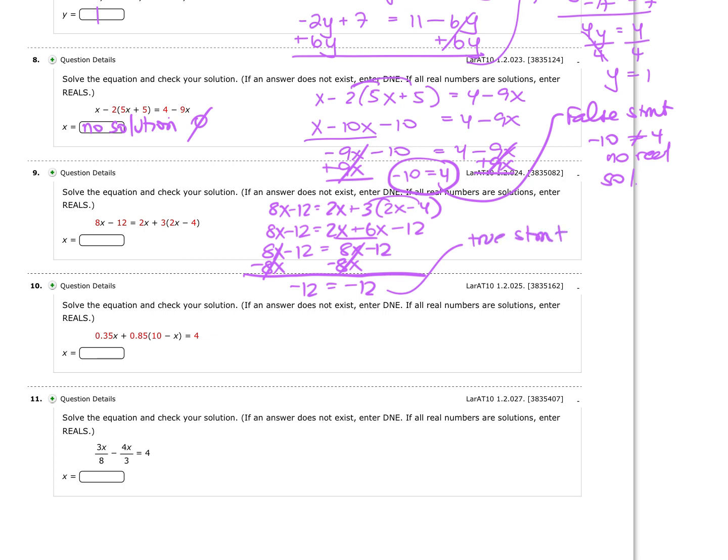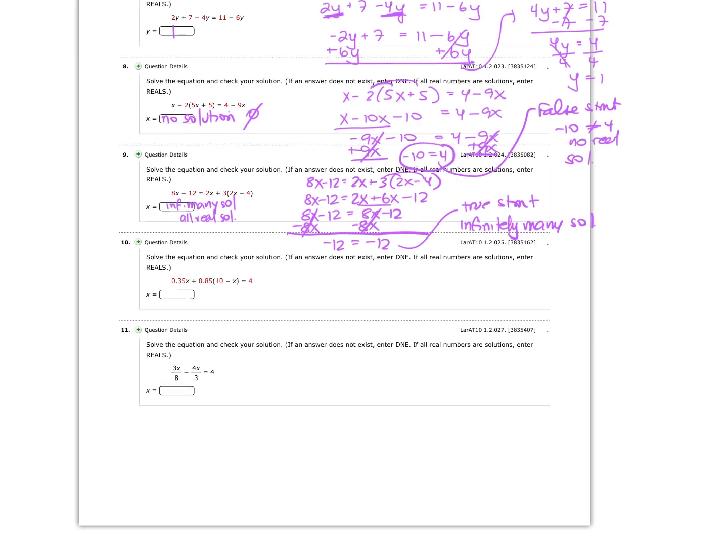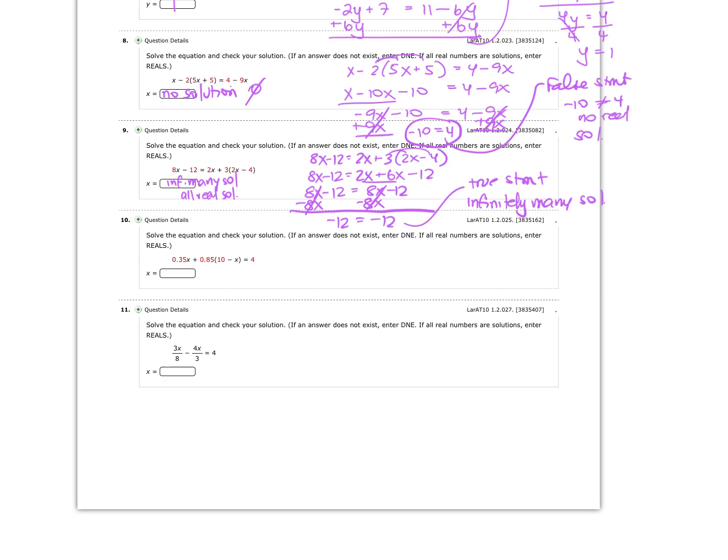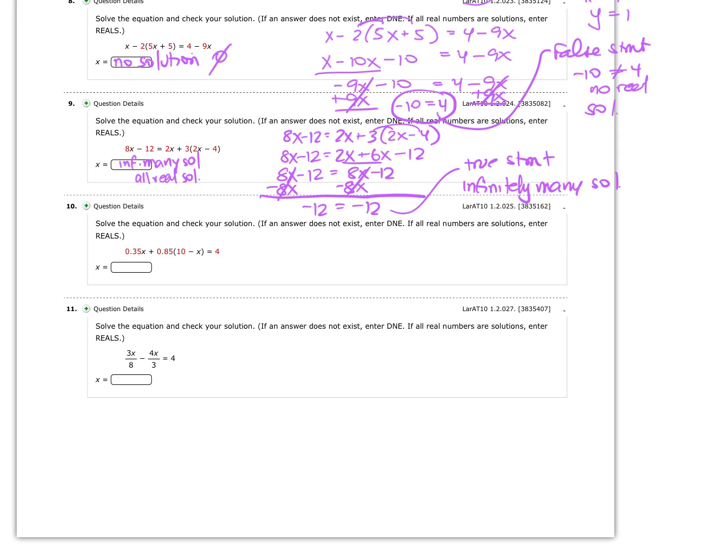And when I get a true statement at the end like that, that means that it's all real solutions or infinitely many solutions. Okay, so infinitely many solutions or all real solutions. Okay? So everything works. Whatever I pick for x is going to work in that equation. The left is always going to equal the right.